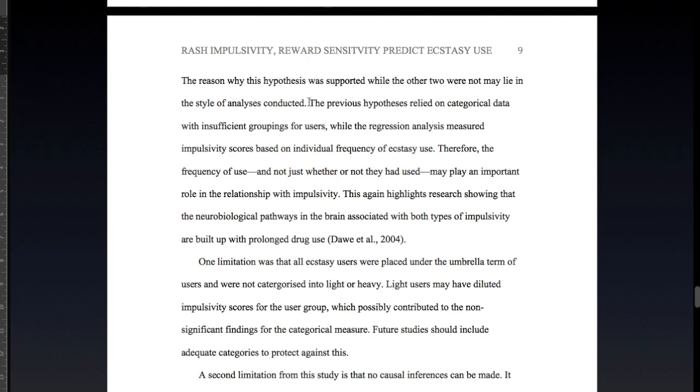The previous hypotheses relied on categorical data with insufficient groupings. I should have said possible insufficient groupings for users, while the regression analyses measured impulsivity scores based on individual frequency of ecstasy use. Therefore, the frequency of use, and not just whether they had used, may play an important role in the relationship with impulsivity. This again highlights research showing that the neurobiological pathways in the brain associated with both types of impulsivity are built up with prolonged drug use.